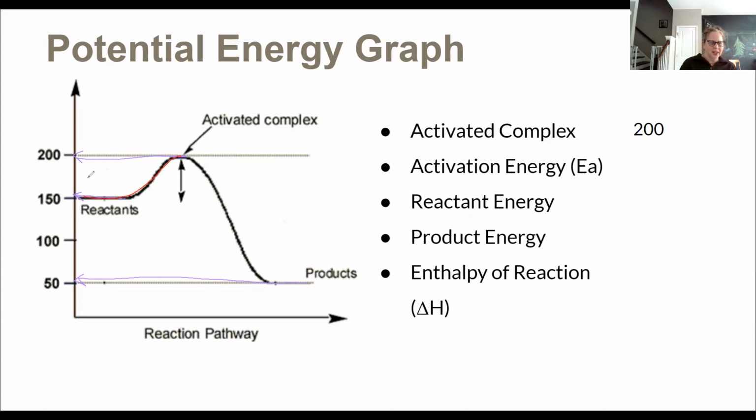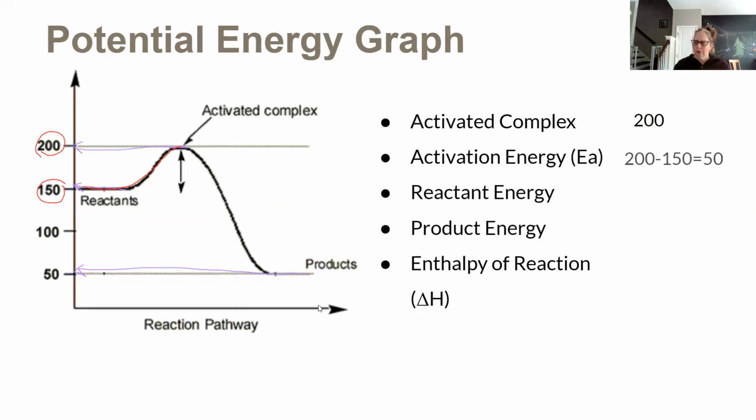How much does this guy have to work? Well, he's already at 150. He has to get to 200. So 200 minus 150 is 50. The activation energy needed to start this reaction is 50. The reactant energy, like we said, is 150. The product energy, like we said, is 50.